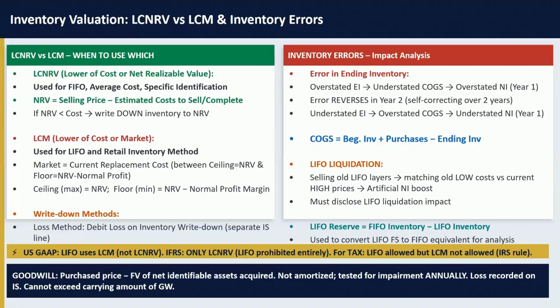Now, write down methods. When do we have to write down the inventories? When the inventory cost that we have recorded in our accounting books can be sold in the market for a much lesser price than in our books. Let us say, for example, I have recorded my inventory as 10,000. But in the market, I am able to sell it only for 8,000. So 2,000 will be my write down loss.